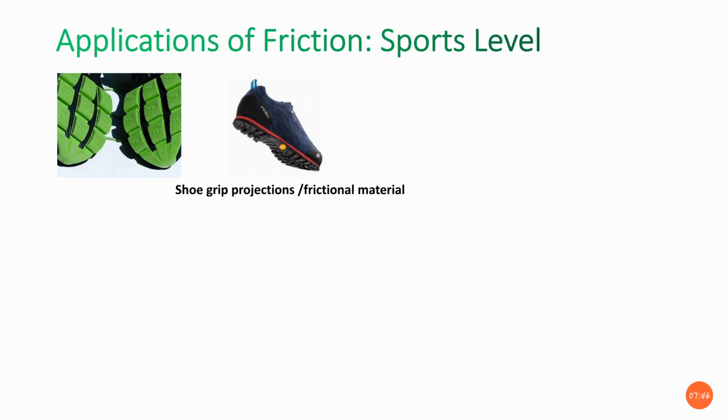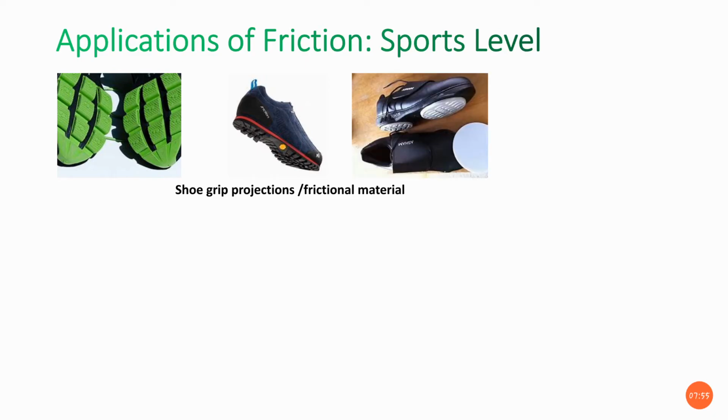So when irregular surfaces are there, interlocking takes place between the surface and the shoe's bottom part. And here you can see another one, where the bottom part of the shoe is in white color. It has special frictional materials prepared for improving the grip.